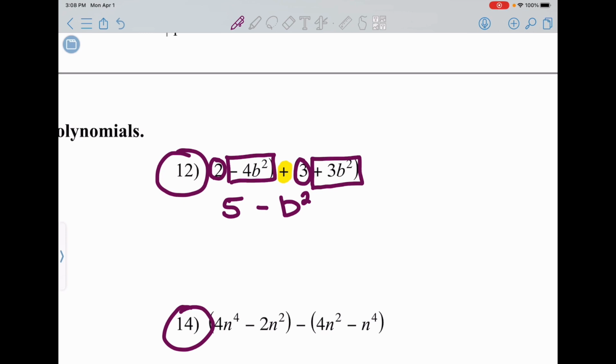Now please practice writing your answers in standard form, which means the highest exponent needs to go first. So I am going to flip these around, and this will be negative b squared plus 5.